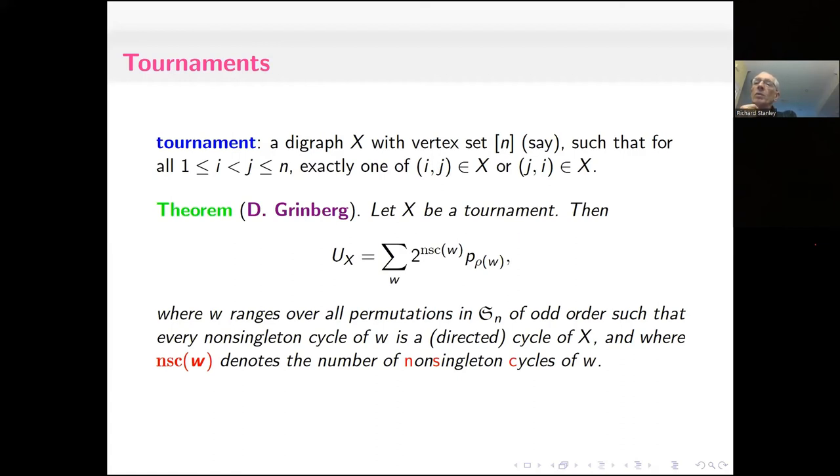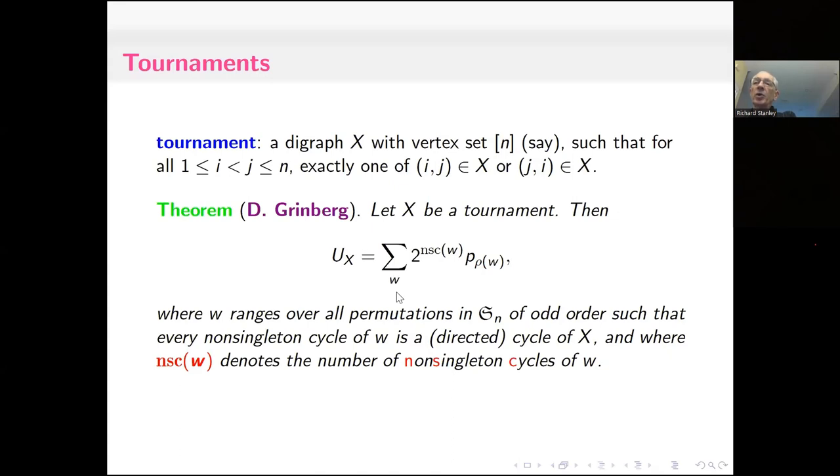It's very different from the expansion I mentioned before, we're using backward steps. It may be interesting to see when the other theorem applies to tournaments only when we have the acyclic tournament, for which everything becomes very simple. But anyways, this is Dari's formula.